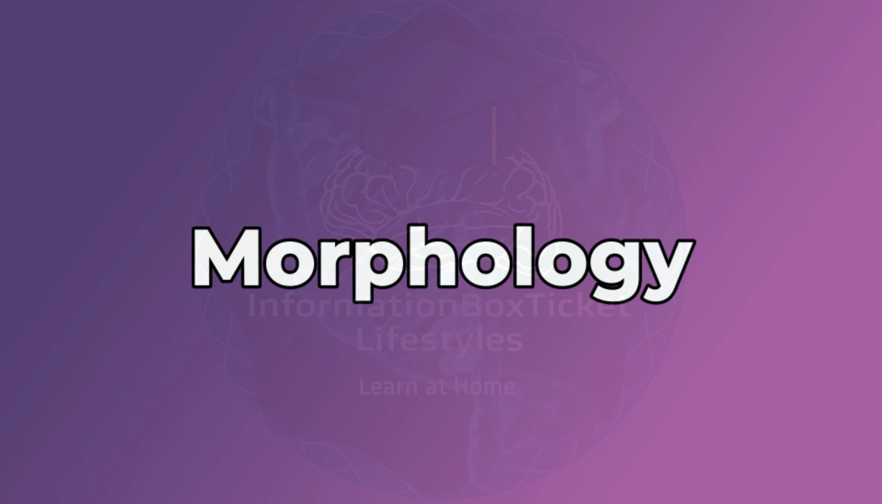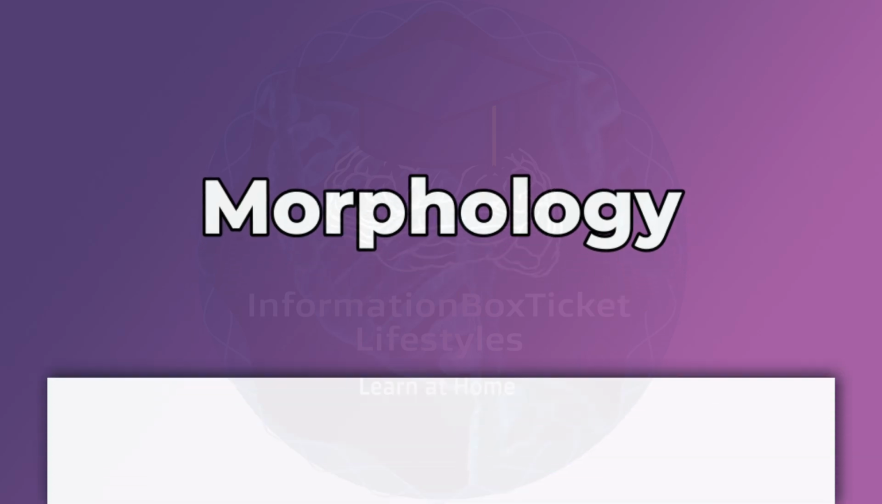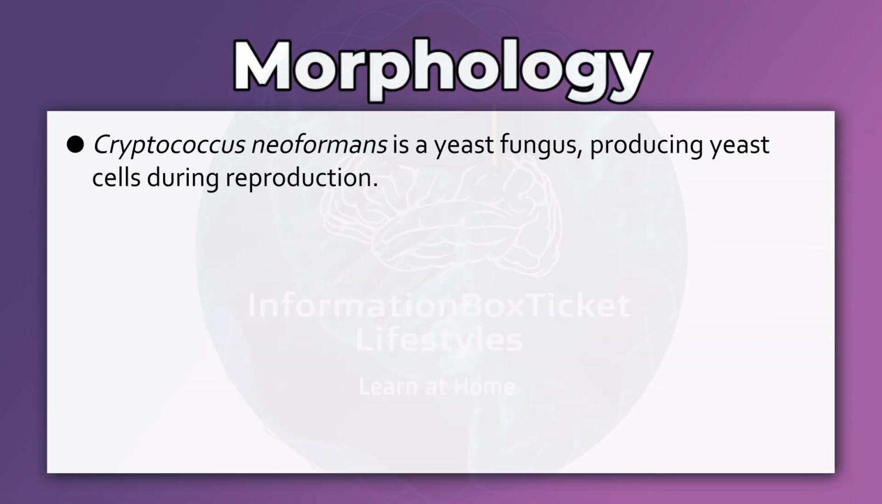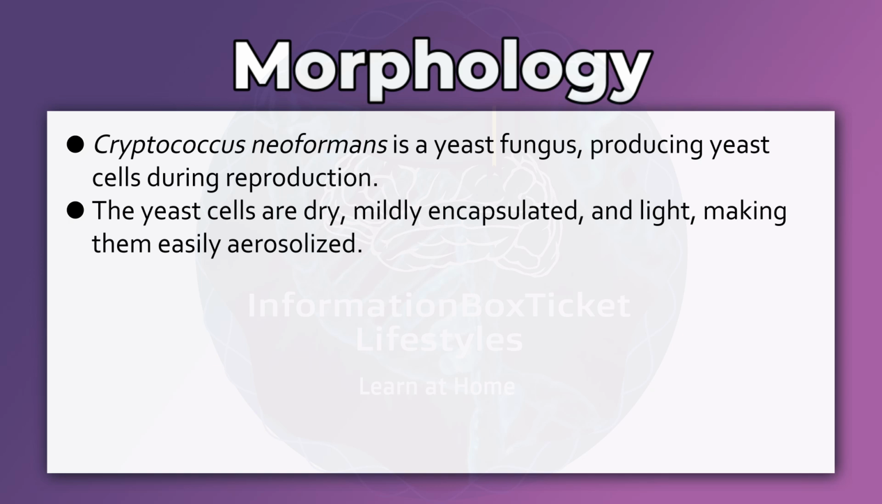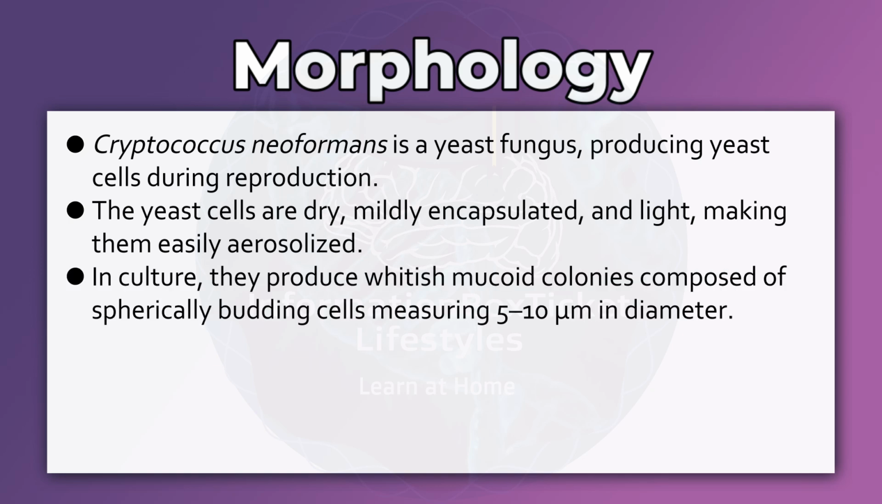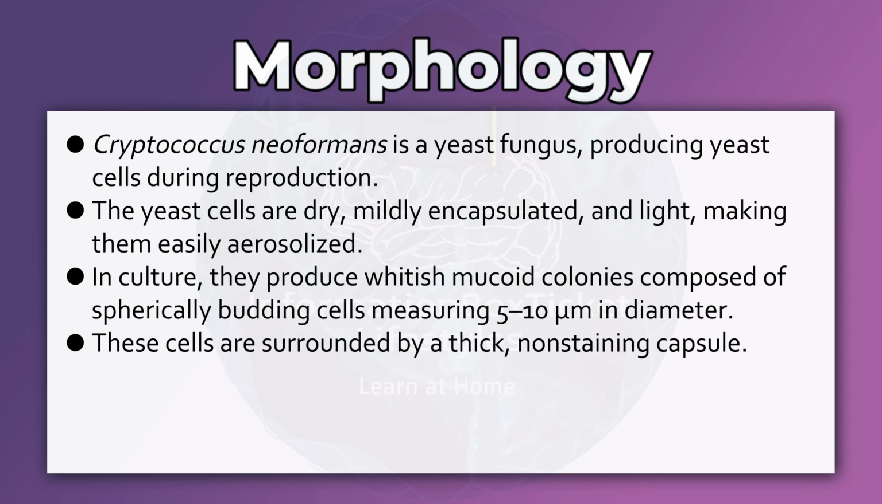Morphology of Cryptococcus neoformans. Cryptococcus neoformans is a yeast fungus, producing yeast cells during reproduction. The yeast cells are dry, mildly encapsulated, and light, making them easily aerosolized. In culture, they produce whitish mucoid colonies composed of spherically budding cells, measuring 5 to 10 micrometers in diameter. These cells are surrounded by a thick, non-staining capsule.